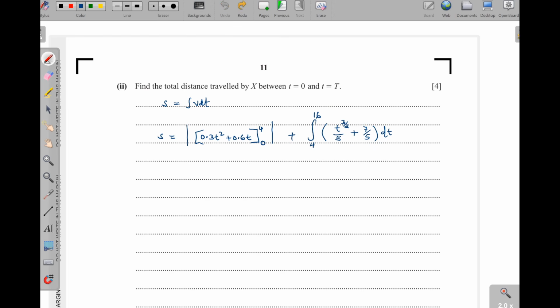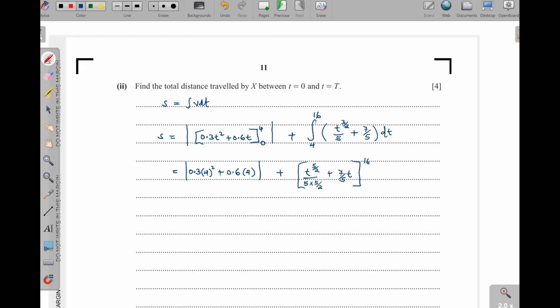So from 4 to 16, what are we having here? Let's put the 4 in here: 0.3 times 4 squared, plus 0.6 times 4. Of course, when I put 0, that one will be 0, so I will be saying minus 0, you see? Then plus this one here, when we integrate it, we shall get t to the power of, increase the power by 1, so this will be 5 over 2, then over 5 times 5 over 2, then plus 7 over 5 of t.